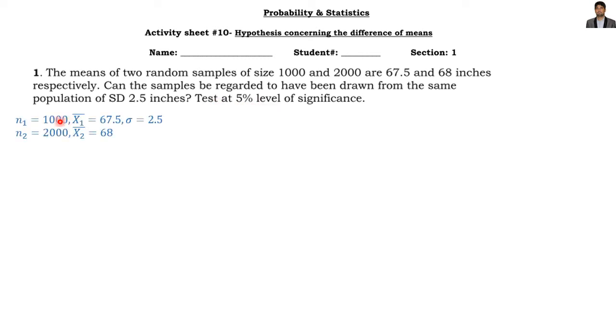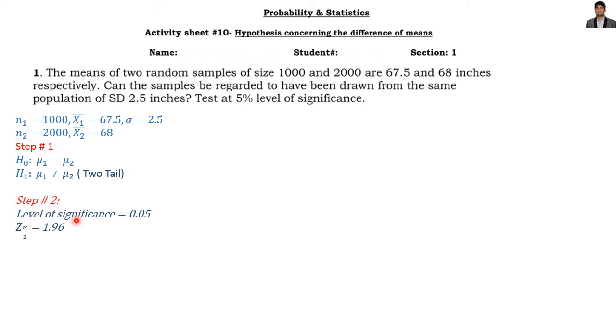So first get all the information we have. N1 is 1000, N2 is 2000, X bar 1 is 67.5, X bar 2 is 68, and the standard deviation of the population is 2.5. So population standard deviation is known. Step number 1, mu1 is equal to mu2, which is our null hypothesis. Alternate hypothesis, we also say H1, mu1 is not equal to mu2. This is a two-tail test.